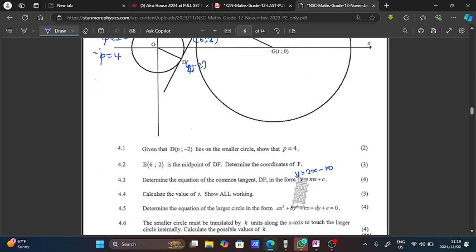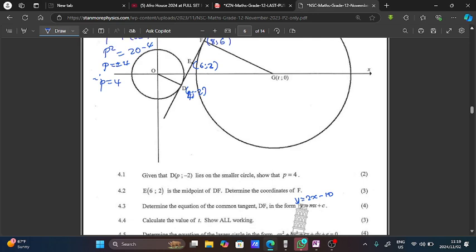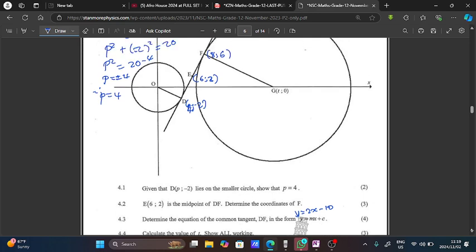Calculate the value of t, show all the workings. What is t? T is here. Show the value of t. Show all the working. So obviously we have the radius and the tangent. We don't know the equation of this, but we can find the equation of FG, or we can use the gradient to get t, because we know that the gradients when multiplied must give us -1.